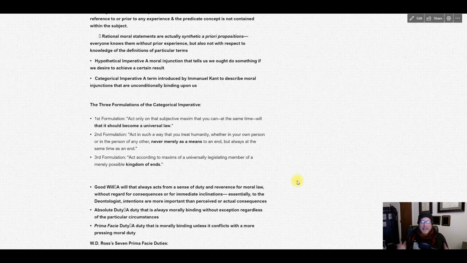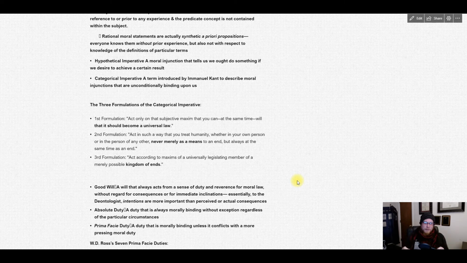The first formulation is act only on that subjective maxim that you can at the same time will that it should become a universal law. Basically, this means you should only do something if you would accept everybody doing it. So something that Kant brings up fairly often is lying. Should you tell a lie? Really, you should only accept lying if you'd be okay with everybody lying all the time. Would you want people to lie to you? And if the answer is no, if there's ever an exception, then that can't be the case that that's good, because it would be irrational. In fact, lying is only ever successful because we expect people to tell the truth.